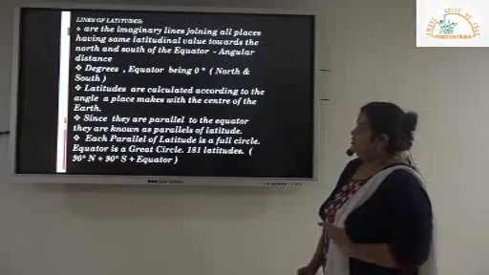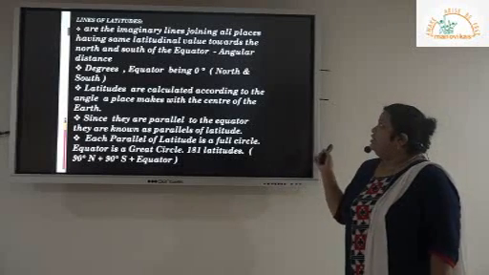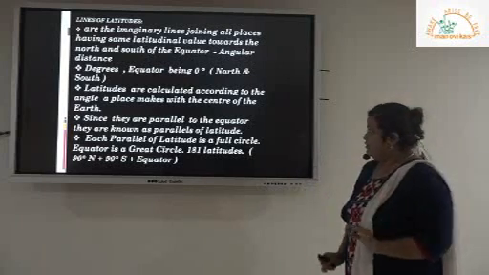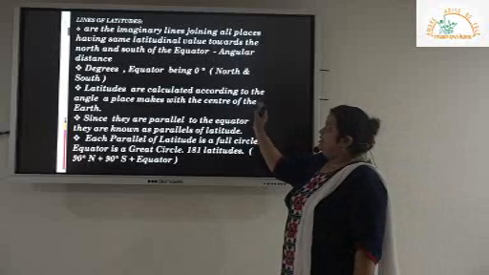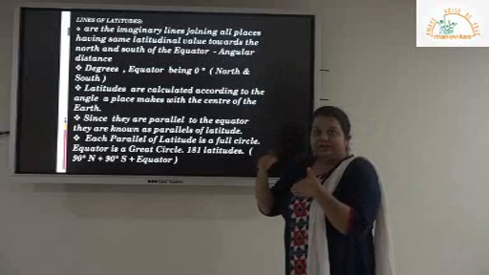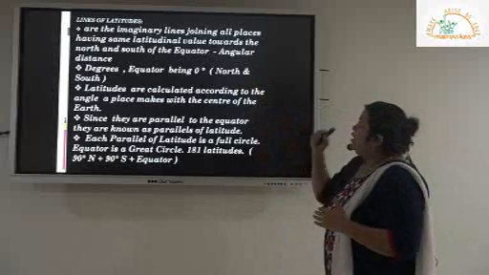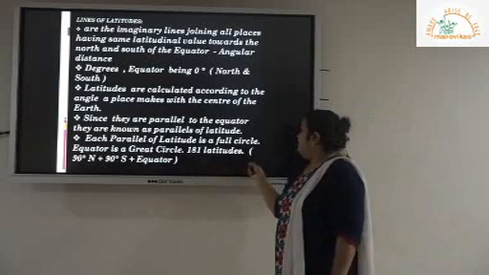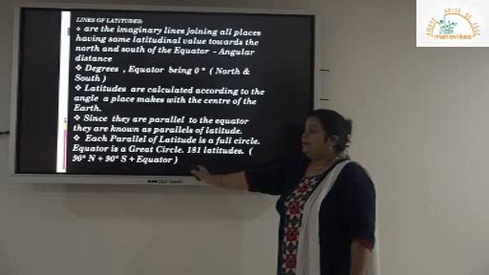Coming towards the actual definition, latitudes are imaginary lines joining places having the same latitudinal value towards the north and south of the equator, and this is the angular distance from the center of the Earth. Each latitude is given a value. The equator is given 0 degrees, and above the equator you have, at the interval of 1 degree, up to 90 degrees, 90 latitudes, and below the equator you have 1 degree up to 90 degrees, 90 latitudes. So altogether we have 181 latitudes, including the equator, 90 latitudes in the north and 90 latitudes in the south.